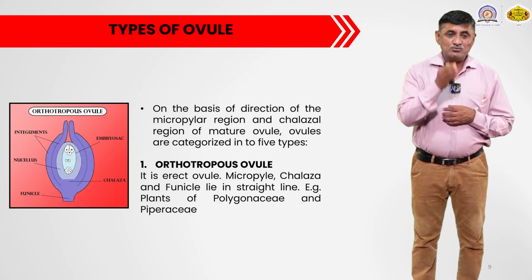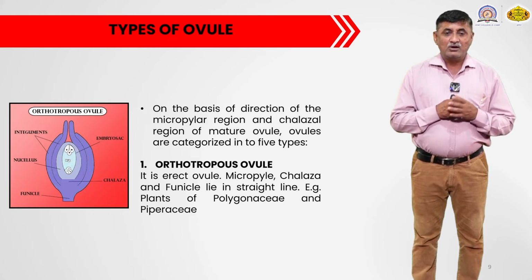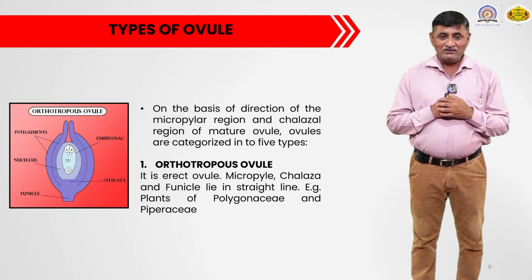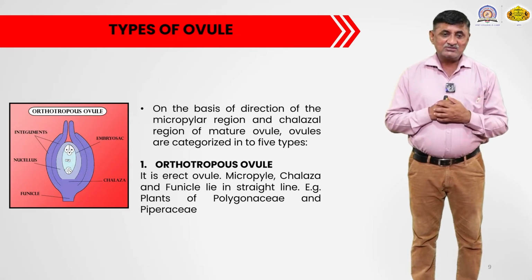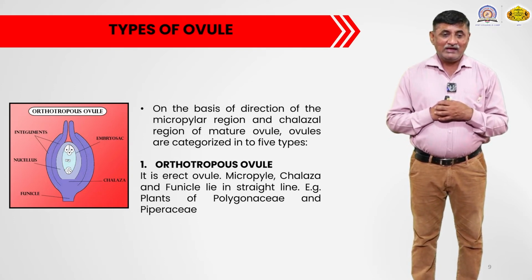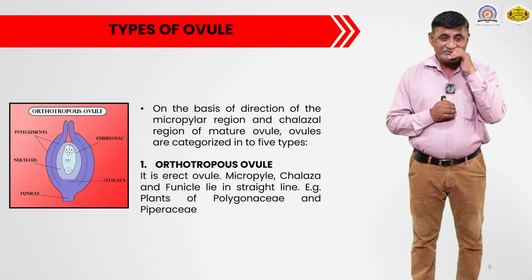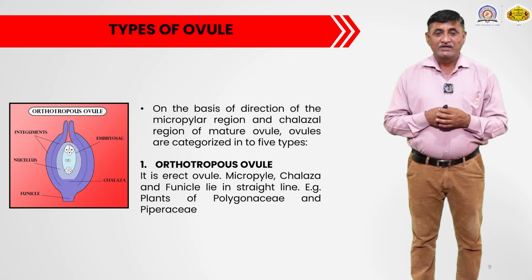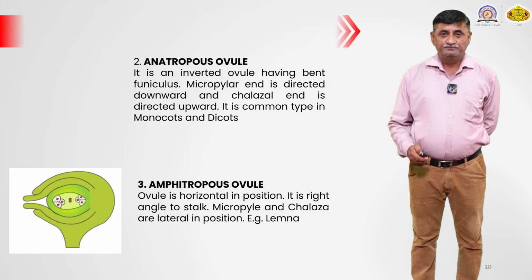You can see the image of the orthotropous ovule. The ovule is in the vertical position, or upright. The micropylar end is in the upper direction. Also the funicle and chalaza are in the same line, and these are the characters for identifying this kind of ovule. Here also you can see the ovule having integuments, then embryo sac, nucellus, chalazal end and funicle or stalk. So this is the first kind of ovule, named the orthotropous ovule.